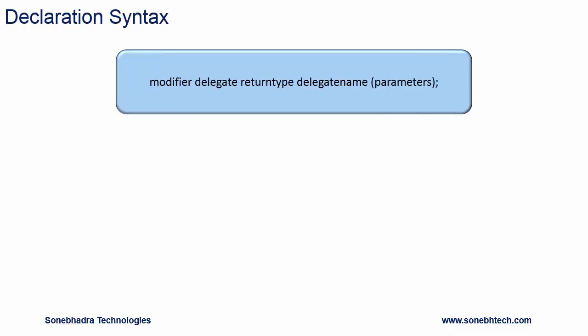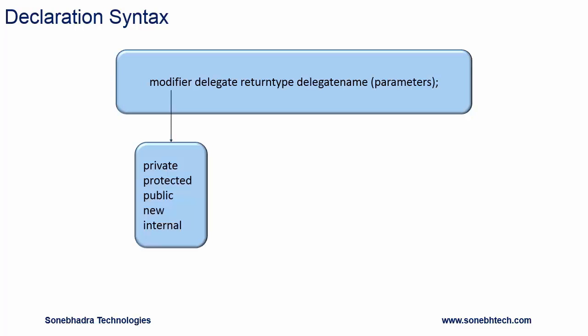Declaration syntax. This is the declaration syntax of delegate: modifier, delegate, return type, delegate name, and parameters. The delegate signature should match with the method signature which we want to refer by delegate. Modifier, it can be private, protected, public, new, or internal.